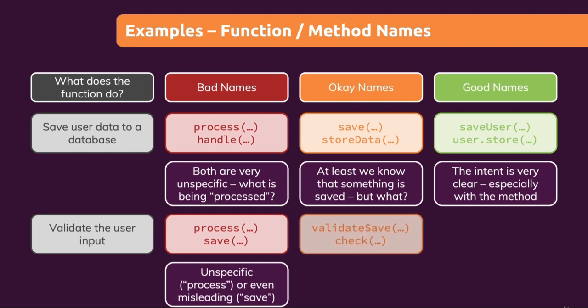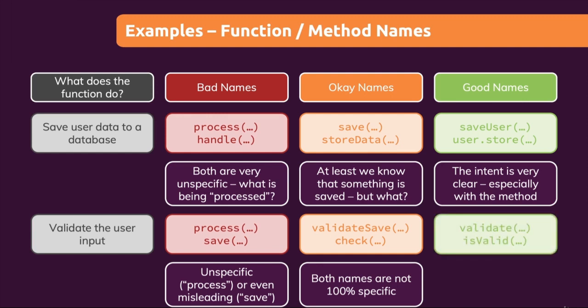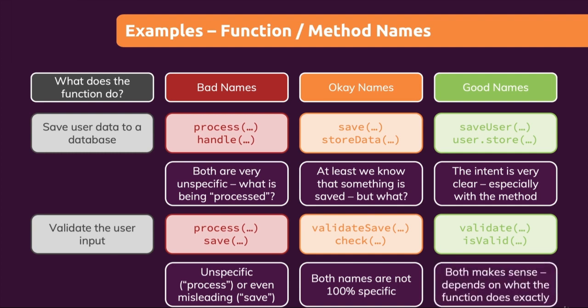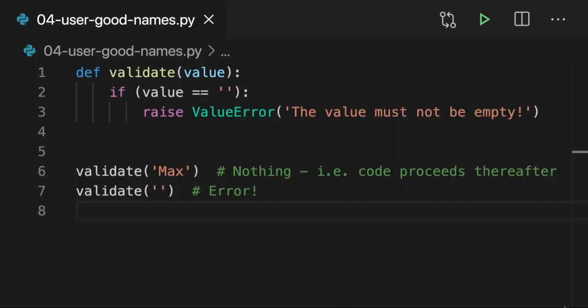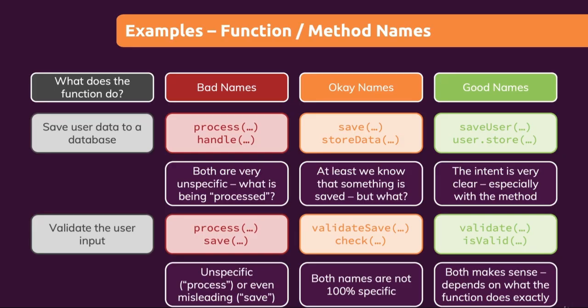Now, better names could be validateAndSave or check. validateAndSave could imply that we do both validation and saving, so it's still not ideal, but if that is what we do, it's okay. Check is okay. It makes it clear that we're checking something, but it's also not really specific, and it leaves us guessing. Both names leave us guessing on what's happening exactly. So better names could be validate, or if true or false is returned, isValid. Validate could be called if we are not returning true or false, but if we are, for example, throwing an error if the validation fails. isValid, on the other hand, is a great name if that function does return true or false.